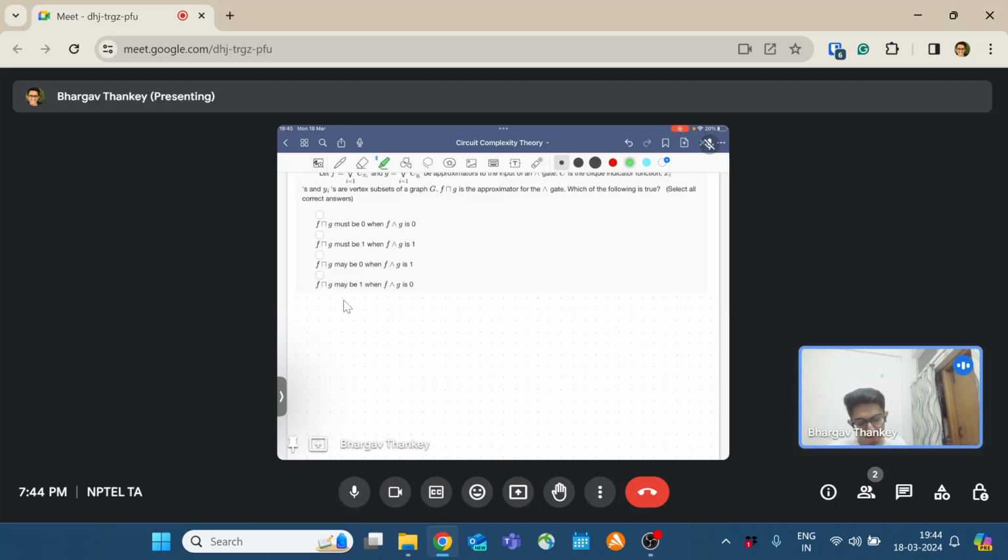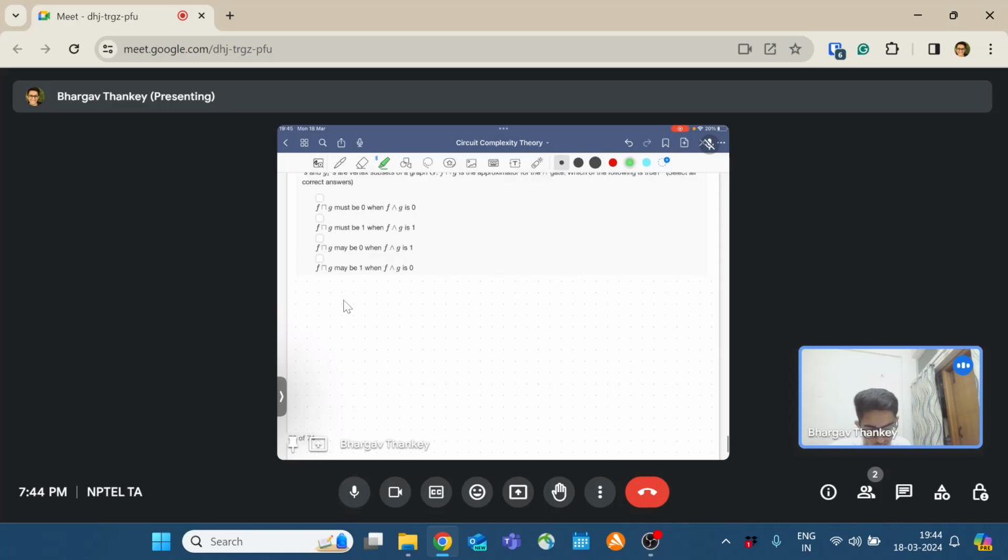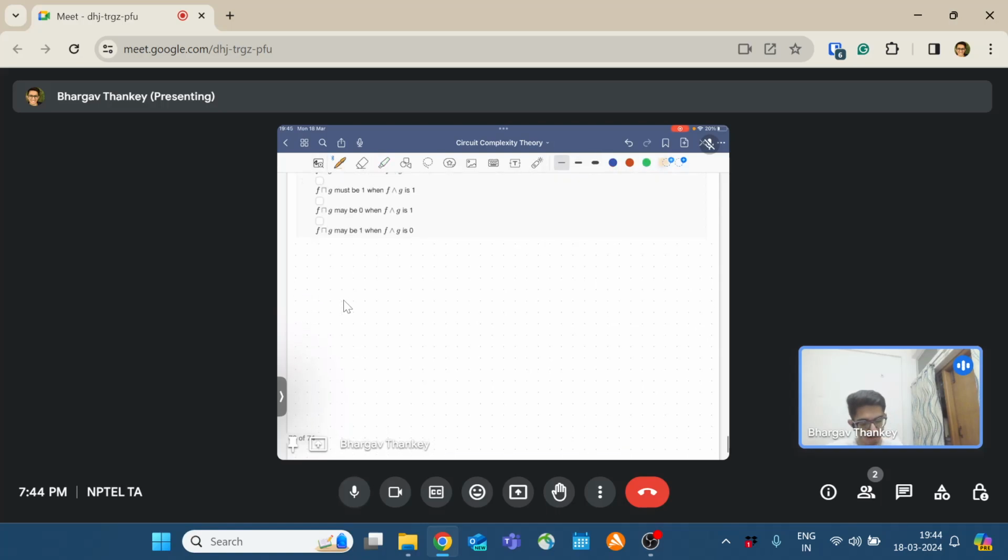F join G must be 0 when F and G is 0. F join G must be 1 when F and G is 1. F join G must be 0 when F and G is 1. And F join G may be 1 when F and G is 1. So let's look at this.